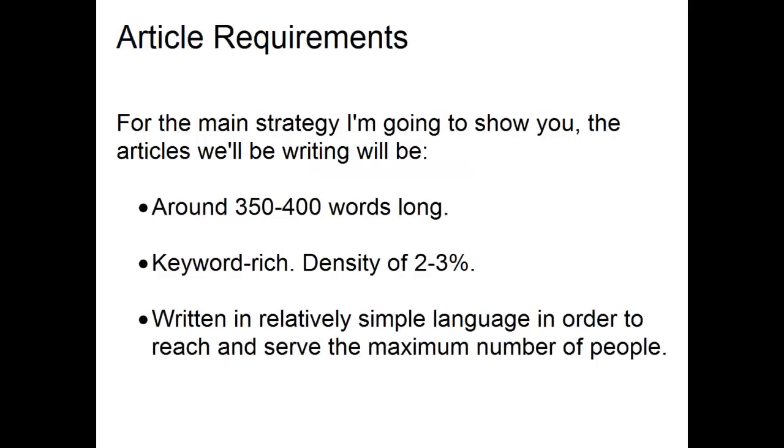Article requirements, well, I've mentioned some of these already. For the main strategy I'm going to show you, the articles we'll be writing will be between 350 and 400 words long. They'll be keyword rich, and the keyword density will be 2 to 3%. And what I mean by the keyword density is literally the number of words within the article. Let's say there's 350 words in the article. 2 to 3% of those words need to be keywords that people are going to be looking for online. And the reason for that is simply that it helps you to get found on Google more easily. It means that the SEO for the article is more effective, basically.